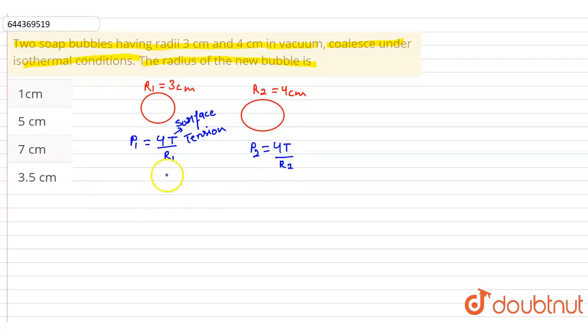R2. And the volume of first bubble is V1 is equal to 4 by 3 pi R1 whole cube, and volume of second bubble is 4 by 3 pi R2 whole cube.